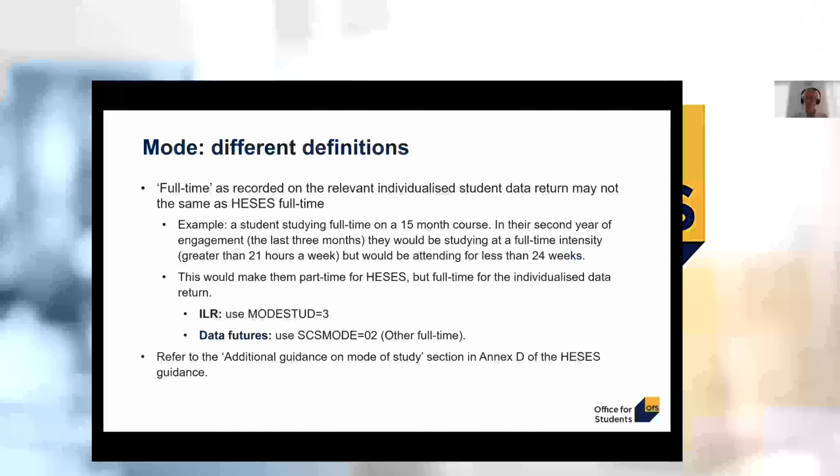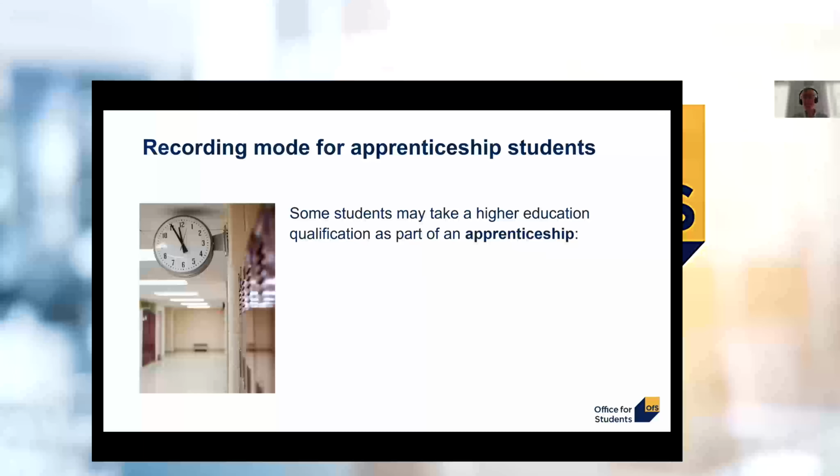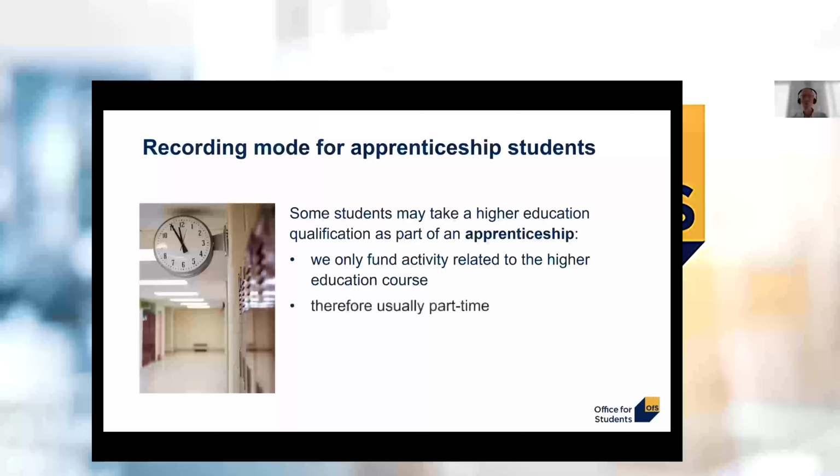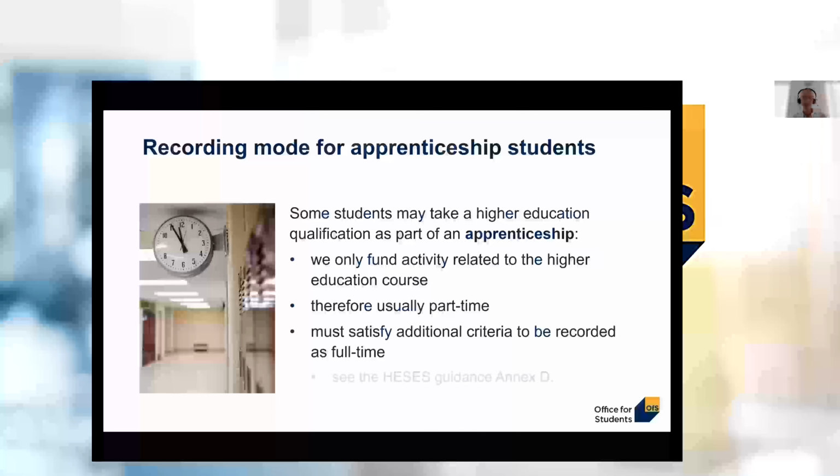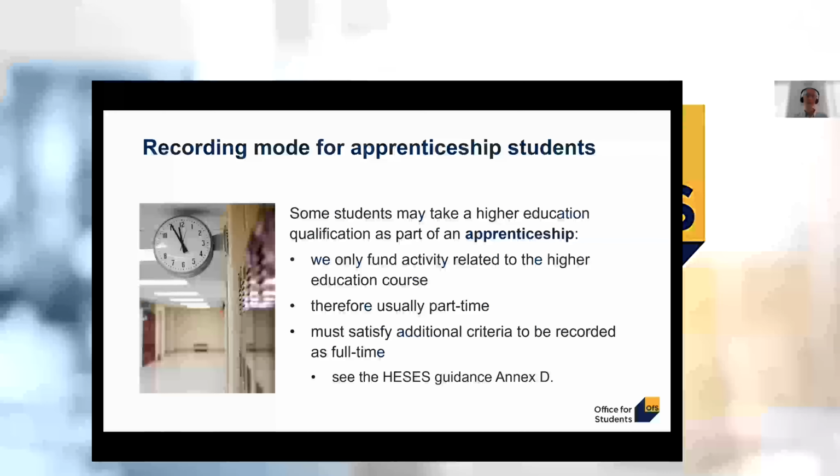At this point, it's worth mentioning apprenticeship students again. As discussed earlier, some higher education students may be apprentices. It's important to remember that only the activity that directly contributes to their recognized higher education qualification should be counted towards a student's study. In other words, generally, we would normally expect them to be part-time, although occasionally there might be exceptions. There are further criteria that must be satisfied for that, and again, Annex D is the place to go for guidance on that.